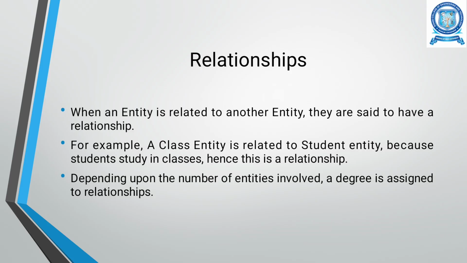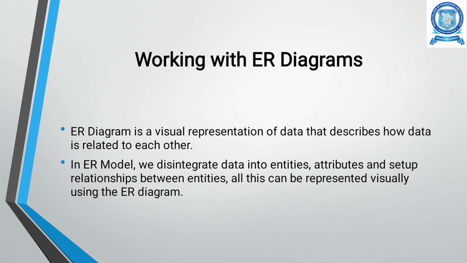Relationship. When an entity is related to another entity, they are said to have a relationship. For example, a class entity is related to student entity because students study in classes. Hence, this is a relationship. Depending upon the number of entities involved, a degree is assigned to the relationship.